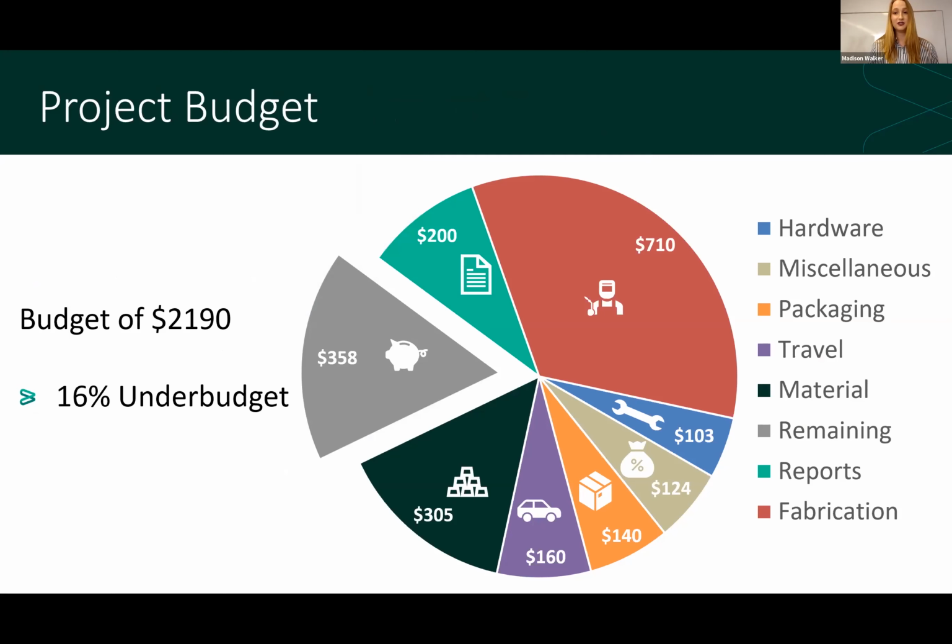This is our project budget that we were given by the school. We were given about $2,200, and we stayed about $350 under budget. We would have saved a lot more. Unfortunately, due to the pandemic, we had to outsource a lot of our machining to a place that charged $100 an hour instead of $30 an hour. But we still stayed pretty well under budget.